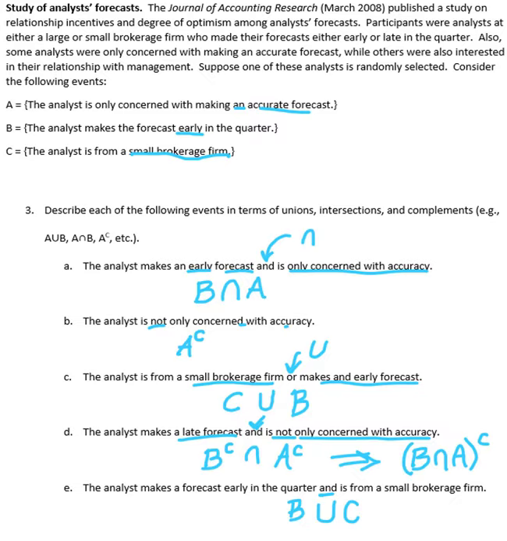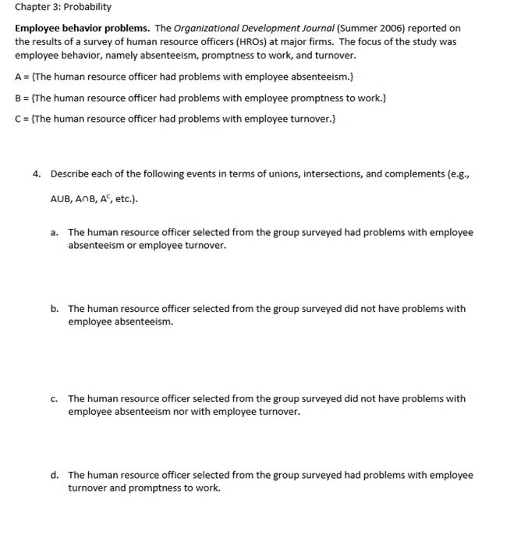Let's practice with another problem. This time we have an employee behavior problem. The Organizational Development Journal from summer 2006 reported on the results of a survey of human resource officers at major firms. The focus of the study was employee behavior, namely absenteeism, promptness to work, and turnover. So event A is described as the human resource officer had problems with employee absenteeism. Event B, the human resource officer had problems with employee promptness to work. And finally, event C, the human resource officer had problems with employee turnover.